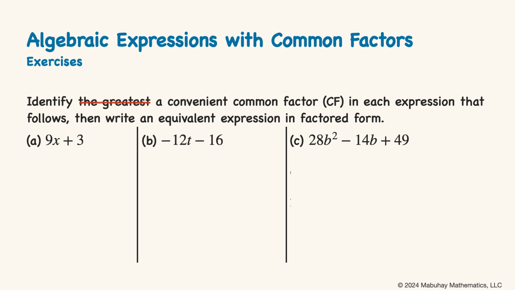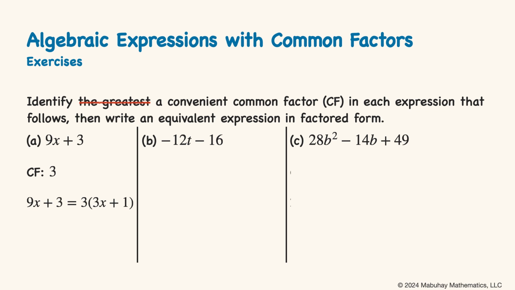So in part A, we see 9x plus 3. Looking at the constants, the 9 and the 3, there's a common factor of 3. And since only the first term has an x, not the second term, x is not going to be a common factor. So the common factor is 3. So we can rewrite 9x plus 3 using division as 3 times the quantity 3x plus 1. The 3x is coming from 9x divided by 3, and the plus 1 is coming from 3 divided by 3. Remember, taking each of the original terms and dividing by the common factor.